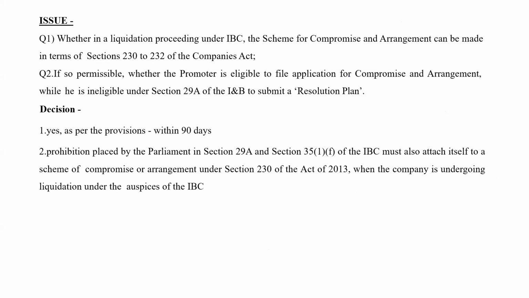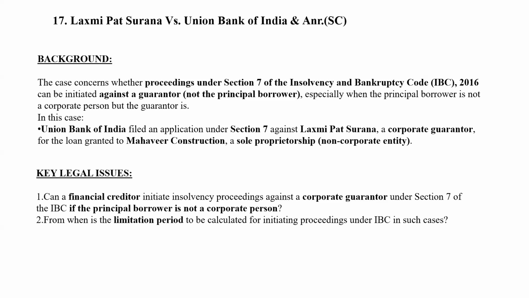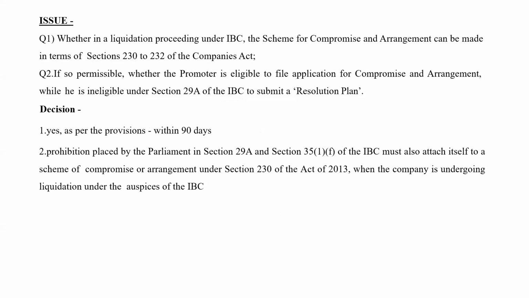Issue 1. Whether in a liquidation proceeding under the IBC, a scheme for compromise and arrangement can be made in terms of Section 230 to 232 of the Companies Act 2013. If so permissible, whether the promoter is eligible to file an application for compromise and arrangement while he is ineligible under Section 29A of the IBC to submit a resolution plan. IBC means the Insolvency and Bankruptcy Code.